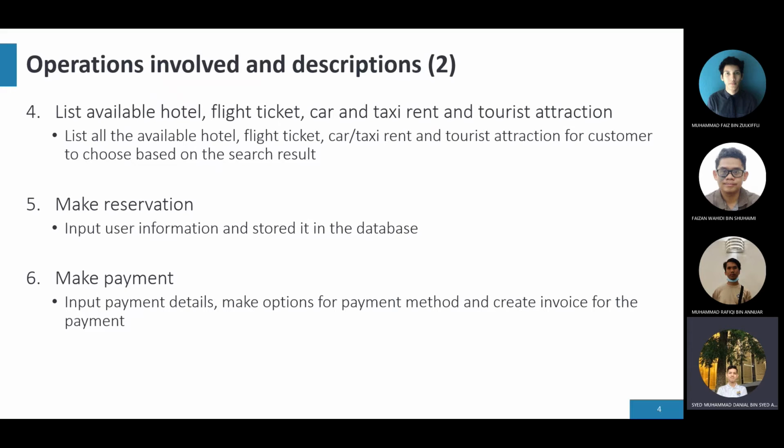Number 6, make payment. For the payment details, make options for the payment method, such as they can pay using cash or pay online, such as debit or credit or any other method of online payment.